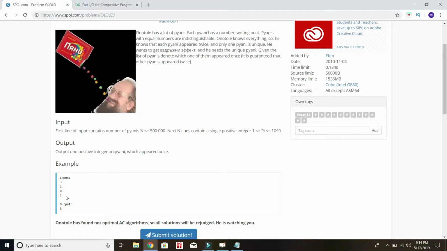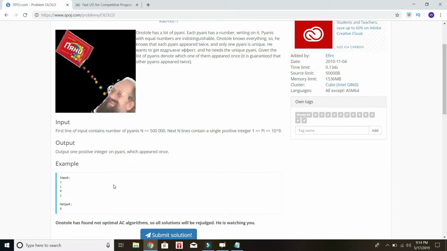Out of these 3 Pyanis, only 1 Pyani would be unique. All other Pyanis will occur in pairs. That means out of these 3 Pyanis, we have 2 Pyanis numbered 1, and there is only a single Pyani numbered 8. So this is our unique Pyani.